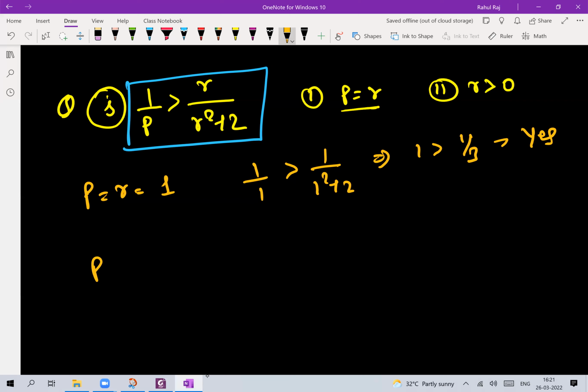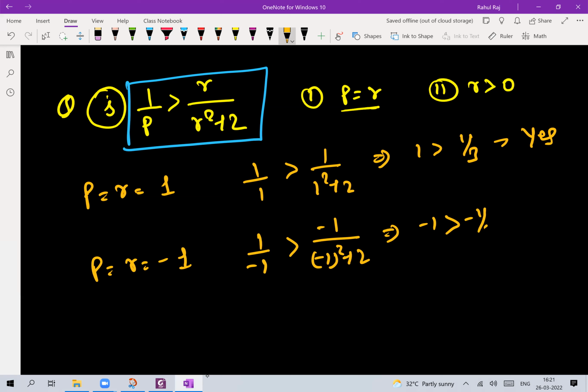So second says p is equal to r is equal to minus 1. Now I've created a yes situation. Now I'm thinking, can I create a no situation or not? Let's see. So p is equal to r is equal to minus 1. If I put it over here, 1 over minus 1 greater than minus 1 by minus 1 whole square plus 2. That is nothing but minus 1 is greater than negative 1 by 3. I have a no situation, because minus 1 by 3 is greater than minus 1. So I can straight away say option number 1 is not sufficient.